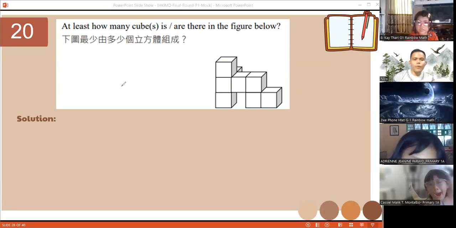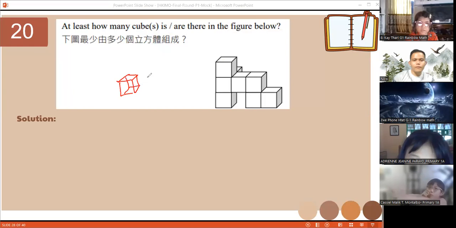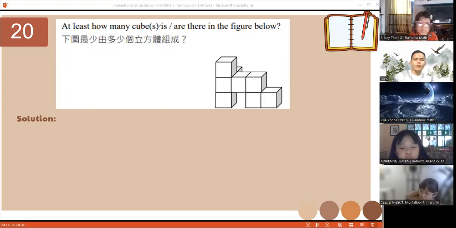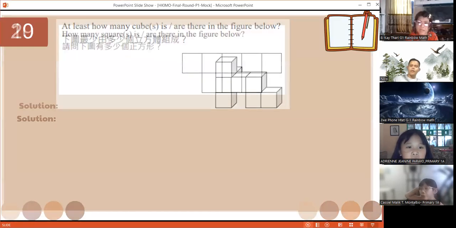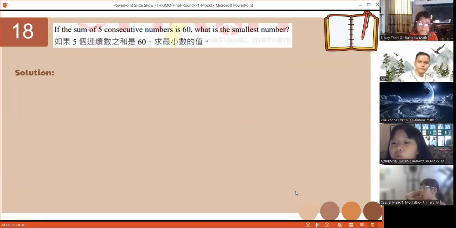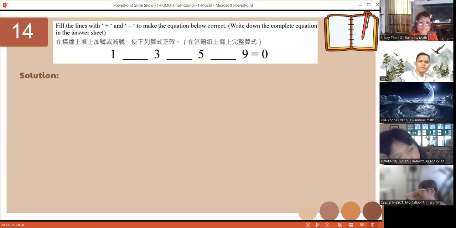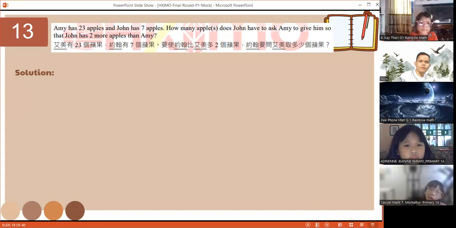Okay, that's your cube. Do you need me to explain further? Thank you, teacher. Okay, let's browse again the question.